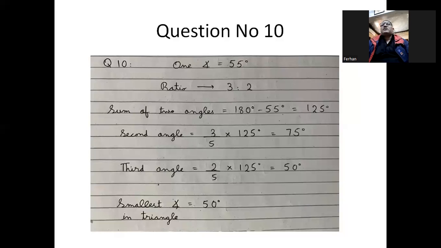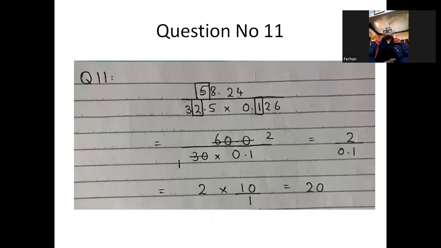And here we go. So it will be 60 and downstairs it will be 30 multiplied 0.1. So 30 and 60 can be cancelled. So 2 divided by 0.1. Remove the decimal of 0.1. Upstairs I will write 10. In the place of decimal I put 1. And after the decimal, for example, here there is one digit. So I will put 10 upstairs. So 2 multiplied 10 divided by 1, and that will be 20. So that is how you do question number 11.